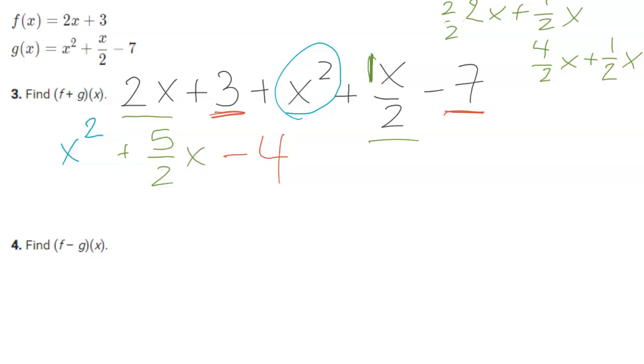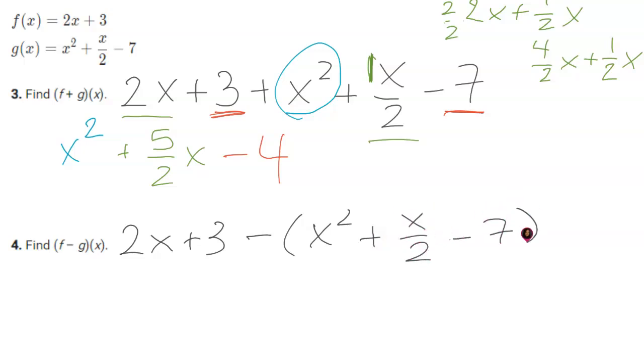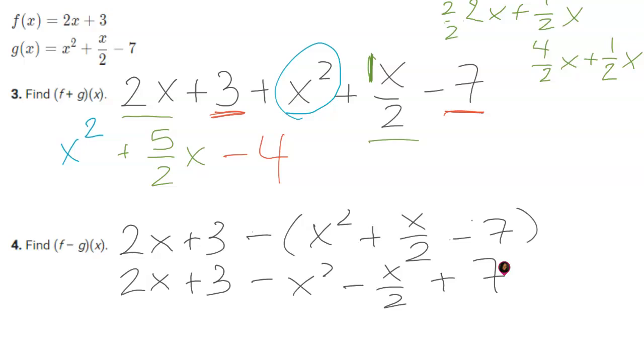Let's try the same two functions, but instead of adding, we'll subtract them. So that is a 2x plus 3 minus, and I'm going to put my whole g function in parentheses so that I remember to distribute that minus on all three terms. So that'll be 2x plus 3 minus x squared minus x over 2, and our minus on the 7 turns into a plus. Okay? Again, our x squared is alone, but it is a negative now.